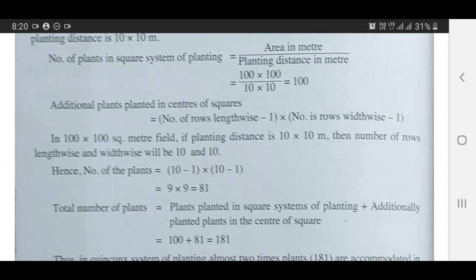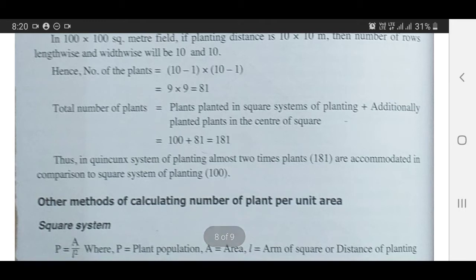Total number of plants is equal to plants planted in a square system of planting plus additionally planted plants in the center of square. 100 plus 81, it comes to 181. Thus in quincunx system of planting almost 2 times plants, that is 181, are accommodated in comparison to square system of planting, that is 100.